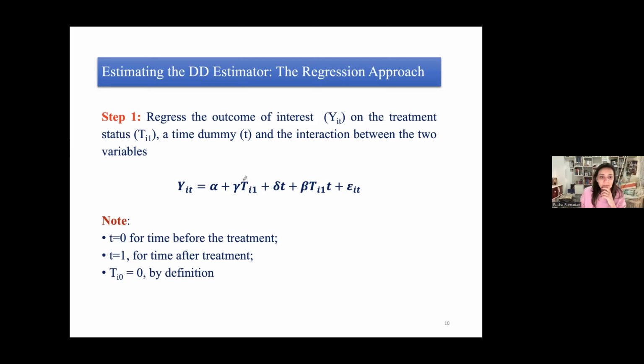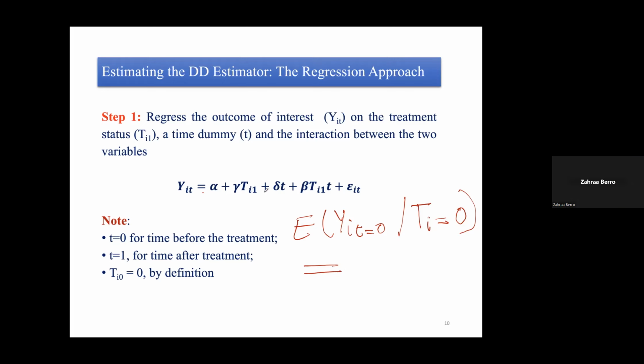Again, I wanted to know what will be the expected outcome of individual i at period t when t equals 0, and this person will not benefit from Forsa at all. So what would be the expected value of Y_it when t equals 0, given that this individual will not benefit from the program at all? Equal what, given this equation? Equal to 0.